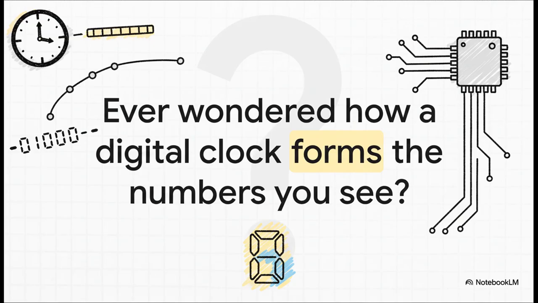You know, it seems almost like magic, doesn't it? A number just appears. But behind that glowing 8 on your alarm clock, there's this really cool process of translation happening. A machine is speaking its native language, binary, and a tiny little circuit is acting as an interpreter, turning it into a shape our brains get in an instant. Today, we're going to pull back that curtain.